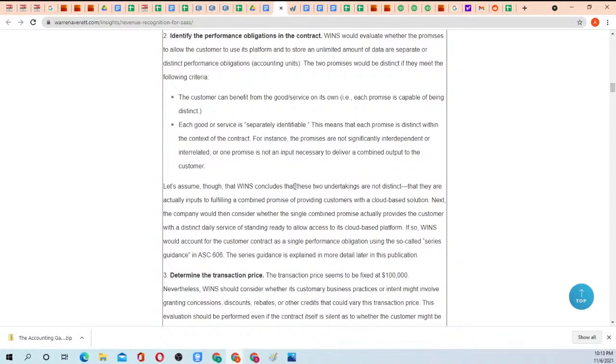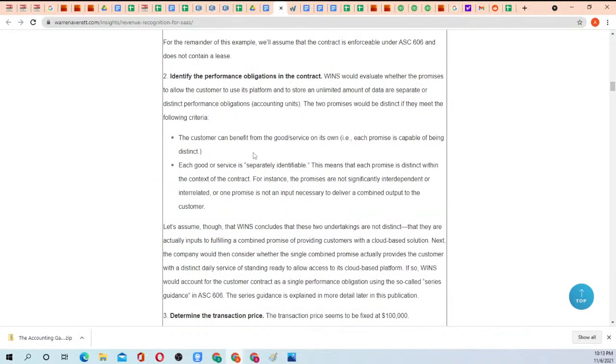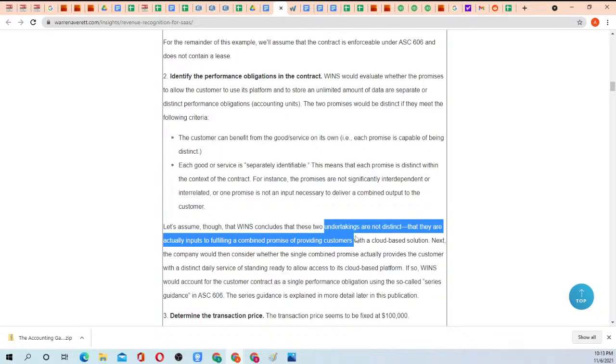Let's assume though that Vince concludes that these two undertakings are not distinct, that they are actually inputs to fulfilling a combined promise of providing the customer with a cloud-based solution. So basically we are saying that here we might consider these two offers in the contract as one promise, one performance obligation, because if you do not have access to the data, you can probably not use the platform.